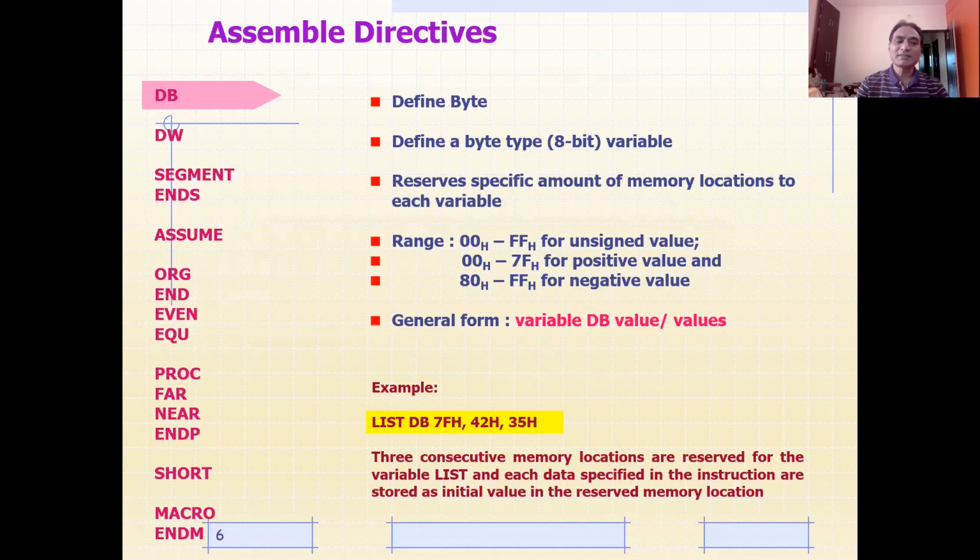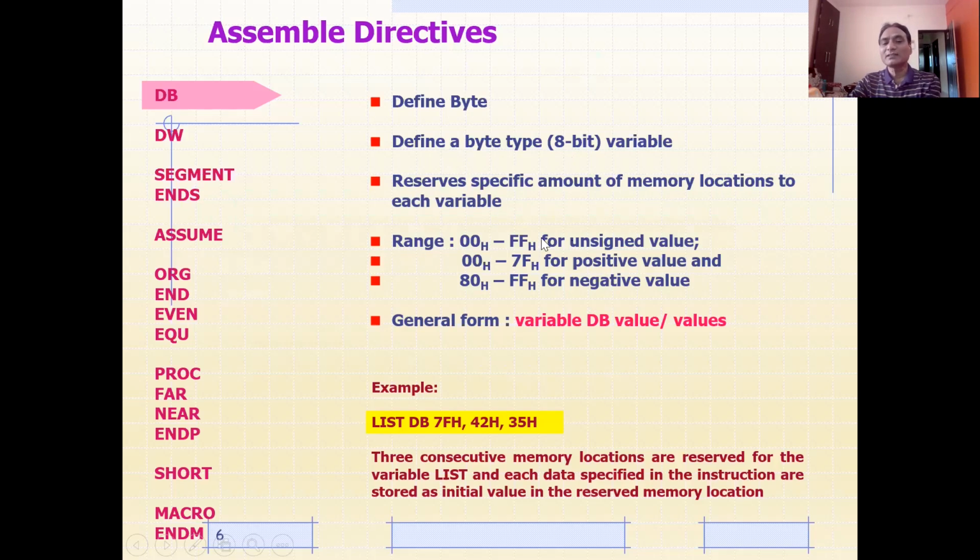And these are some of the assembler directives. First of those is DB. DB means define byte. DB stands for define byte. What is the purpose? The purpose is to define a byte type variable. What does it mean? It means it reserves a specific amount of memory location for each variable.